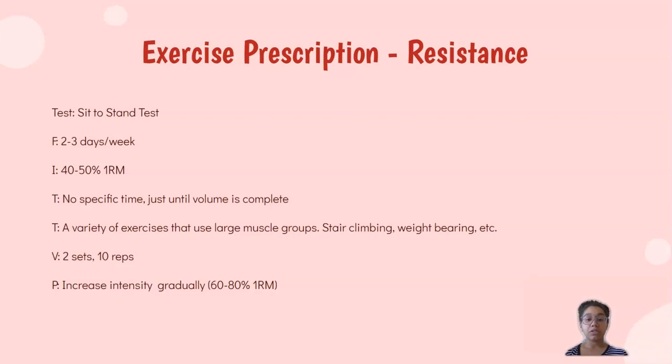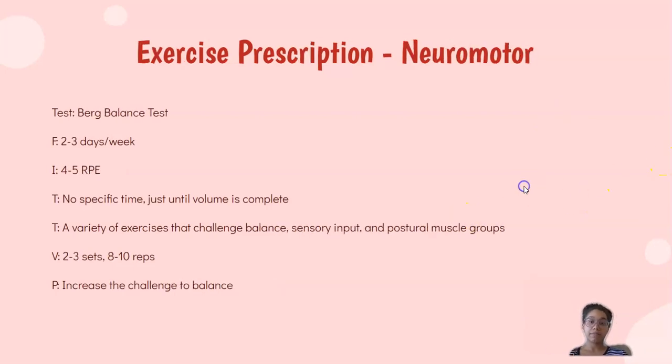Types just include a variety of exercises that use large muscle groups, such as stair climbing, single leg press, bird dogs, hip adductions, hip extensions, different types of weight bearing exercises. And volume should be 2 sets of 10 reps. And for the progression, we would gradually increase his intensity to 60 to 80% of his 1 rep max.